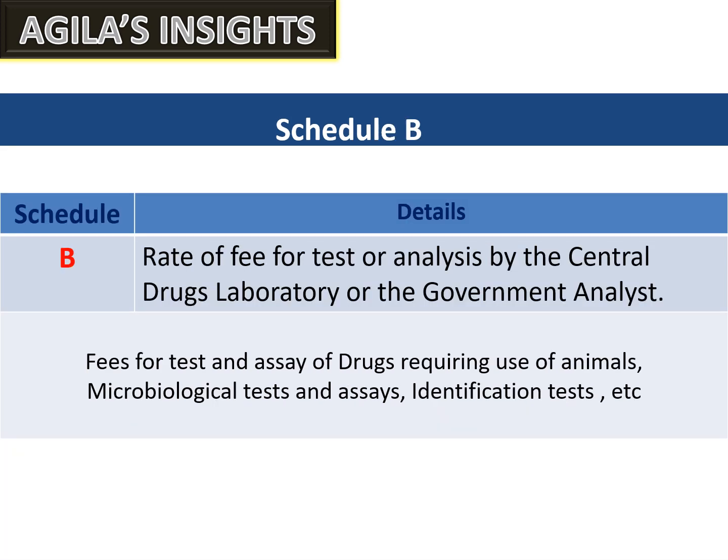Schedule B is about fees for test or analysis by the Central Drugs Laboratories or State Drug Laboratories. Schedule B1 is about fees for the test or analysis by the Pharmacopoeia Laboratory for Indian Medicine or the Government Analyst. For example, fees for test and assay of drugs requiring use of animals, or microbiological tests and assays, or identification tests, etc.